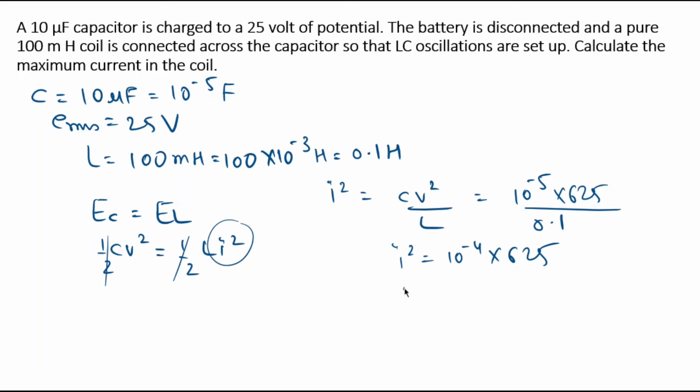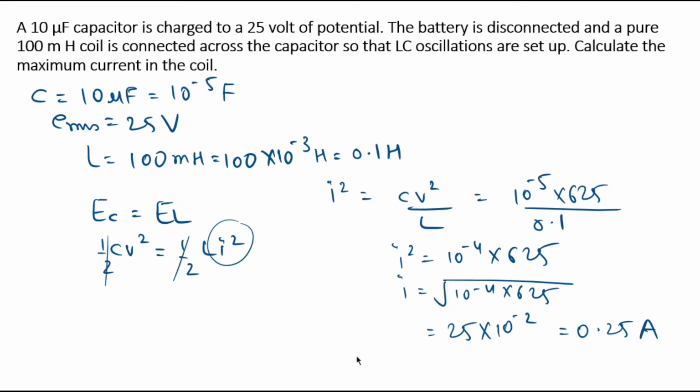Now taking square root on both the side, I can be written as square root of 10 raised to minus 4 into 625. So when this 625 comes out, this will be 25, and when 10 raised to minus 4 comes out, this will be 10 raised to minus 2. I will be equal to 0.25 ampere. So the current in this LC oscillation is 0.25 ampere. So let's look at the last sum of this chapter.